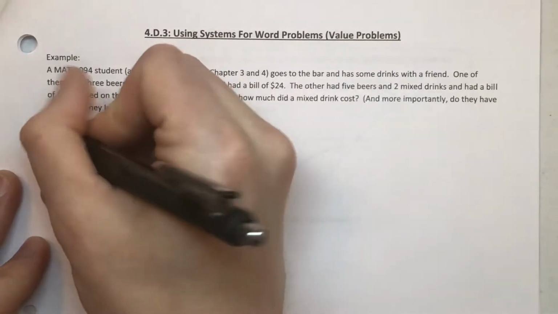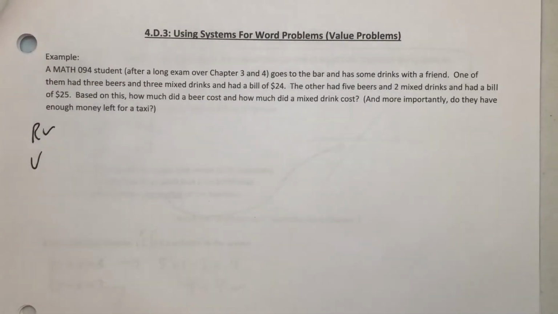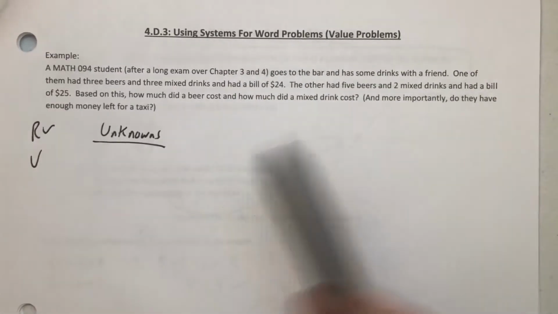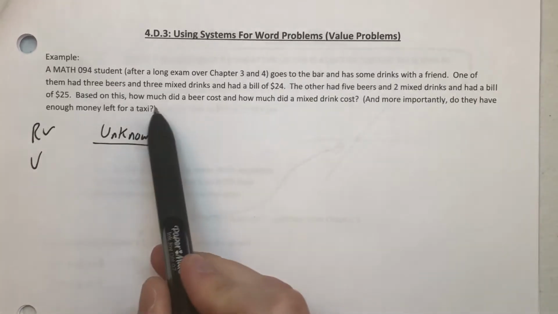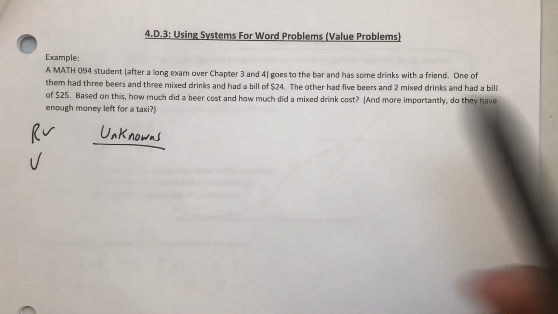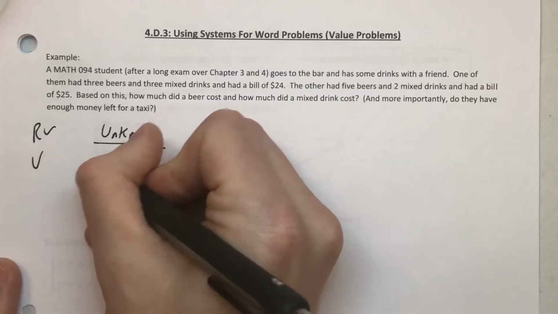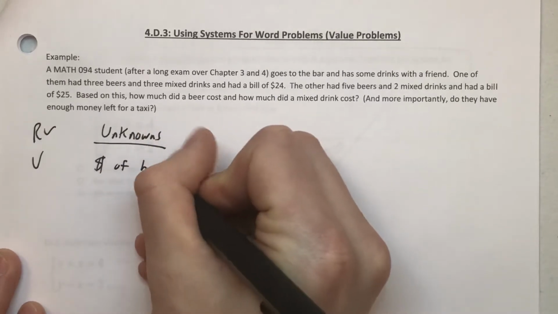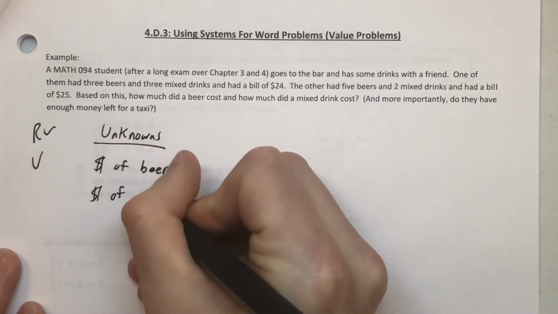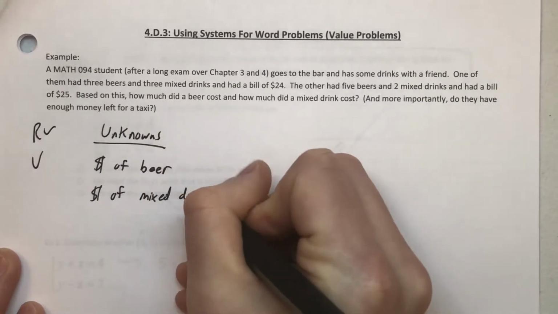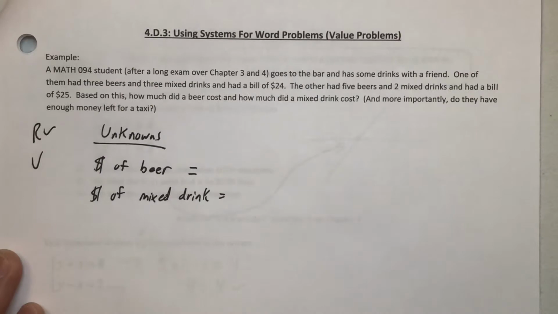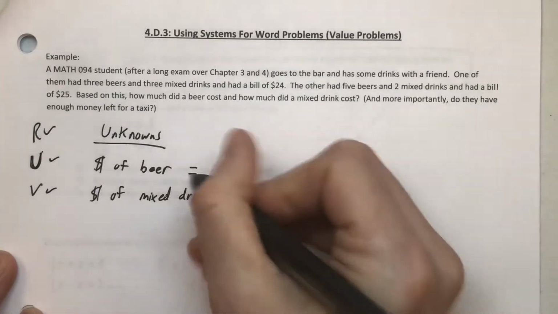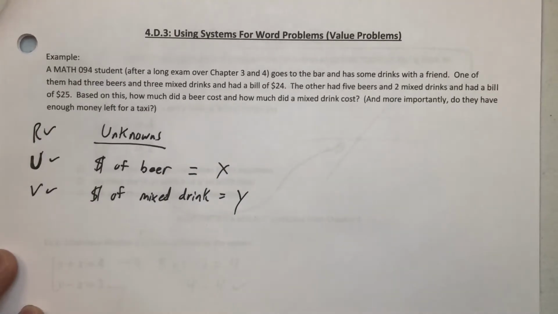So, after reading, let's get to that U step, the unknowns step. As we read through it, read through it multiple times if you have to, but the question, how much did a beer cost and how much did a mixed drink cost? There are 2 unknowns, right? So the cost or value, or I'll just use the money symbol here, the cost of a beer and the cost of a mixed drink. Those are our 2 unknowns. So that's my U step. And then my V step immediately following is to say 2 unknowns, so column X and Y.